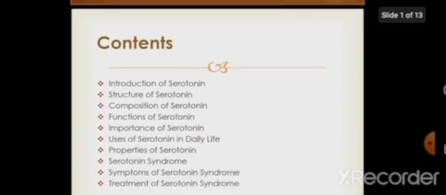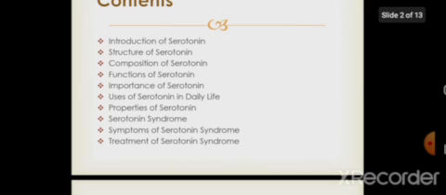So let's start with the contents, which are introduction, structure, composition, functions, importance, uses of serotonin in daily life, properties of serotonin, serotonin syndrome, symptoms of serotonin syndrome, treatment of serotonin syndrome.